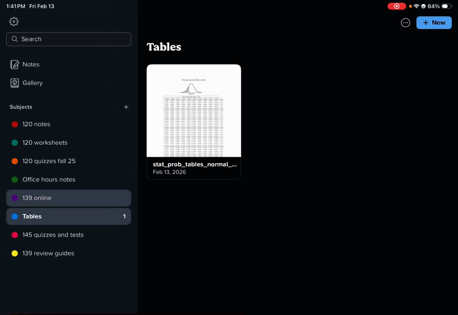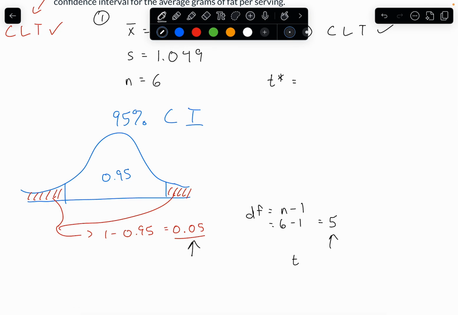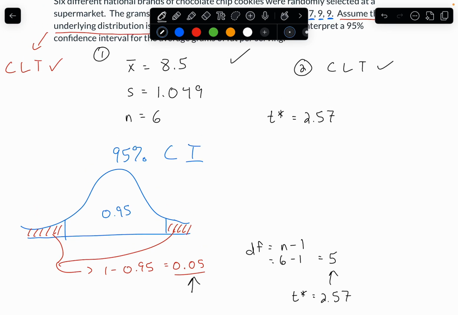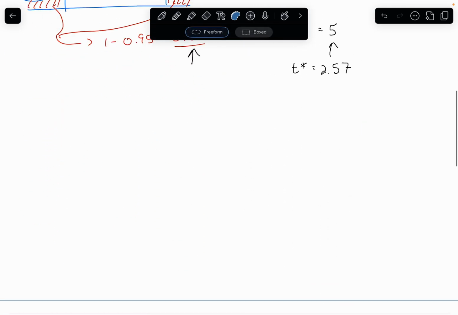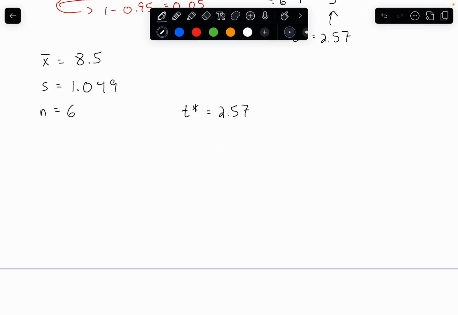So let me hop back one last time. My T star is equal to 2.57. Cool. So at this point, I have everything I need. I have X bar, I have my standard deviation, I have n. I'm ready to start my calculation. So just so that I have all this information in front of me, I'm going to copy and paste this and bring it down right here.